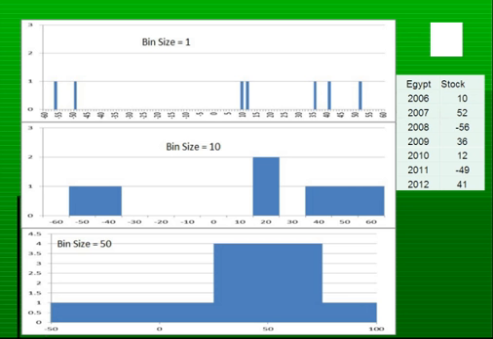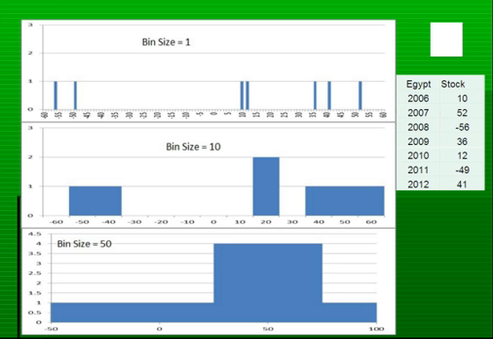The data itself is of Egyptian stock returns. This is the overall return on the stock market in Egypt for 7 years. So in the first year the return was 10%, in 2007 it was 52%, in 2008 there was an overall loss and the return was minus 56%, and so on.